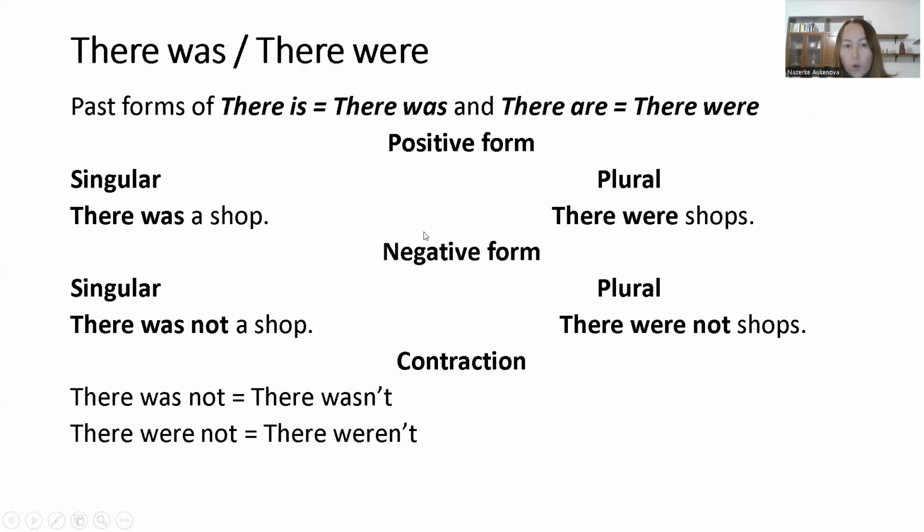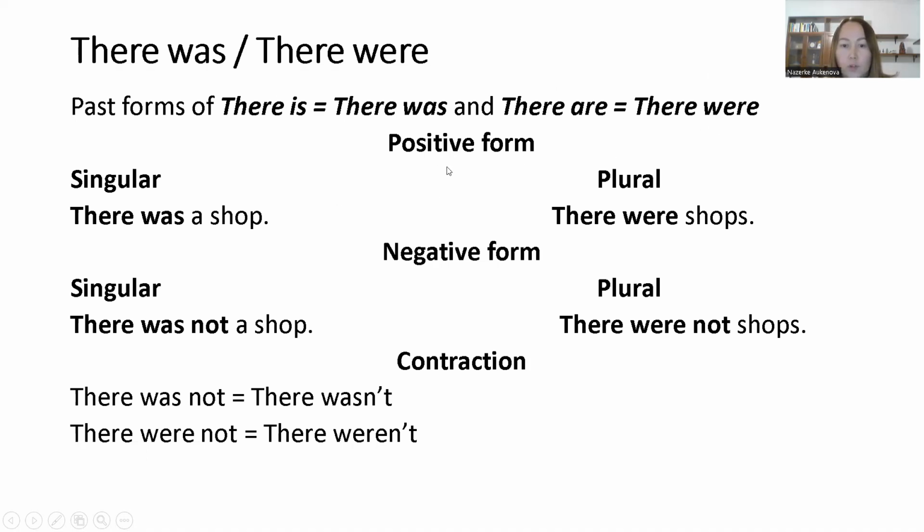Let me explain about there was, there were. These are the past forms of there is and there are. Oh, sorry, there is and there are, there was and there were. There is we use in present time, but in past simple, we have to use there was, yes. There is and there was are in singular form. There are is plural, but in the present. There were is plural, but in the past.